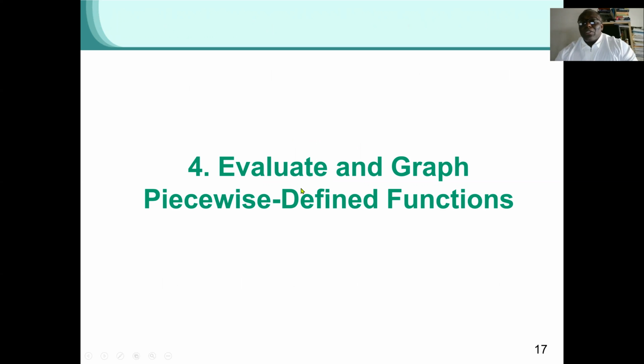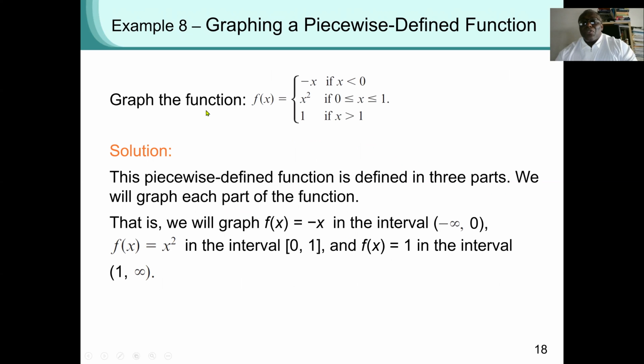So next we evaluate and graph piecewise defined functions. If we have a function f of x, when x is negative, that means x is less than 0. When it is x squared, the domain will be between 0 and 1. And if it's 1, that means x should be greater than 1. So this piecewise defined function is defined in 3 parts, and we will graph each part of the function.